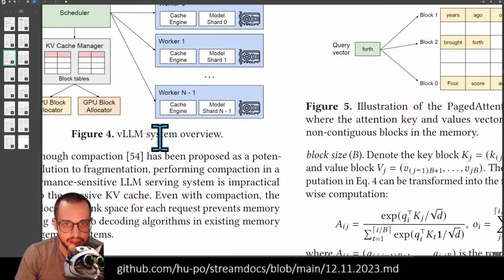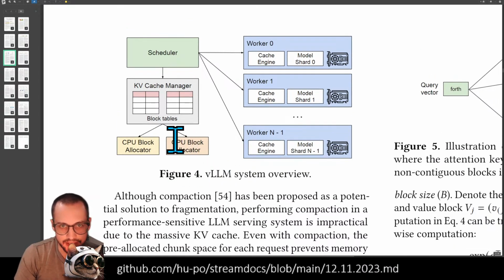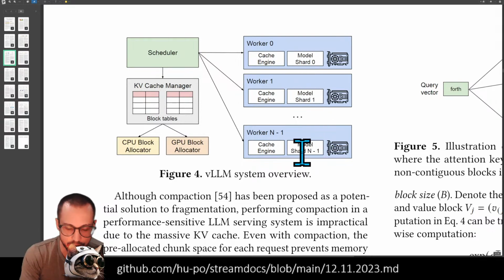So here you have the vLLM system overview. You can see how you have different workers. Each of the workers has a different GPU, and you can see how they have model parallelism here, where they have model shard 0, model shard 1. A shard is basically like the same way that you would take a stone and break the stone into shards, right? Shard is basically an English word for a broken piece of stone. So model shards are basically little chunks of the model. Here they're splitting the model across the GPUs.